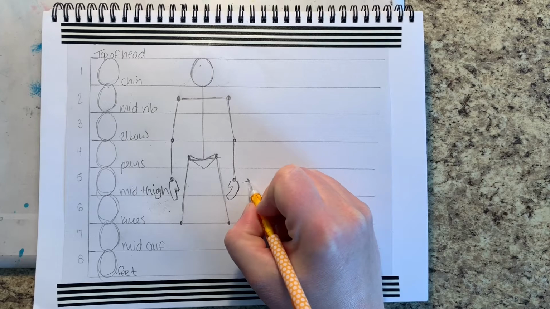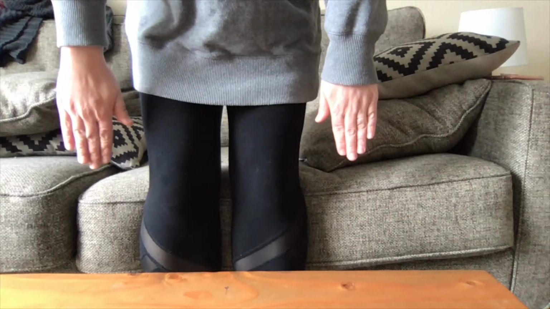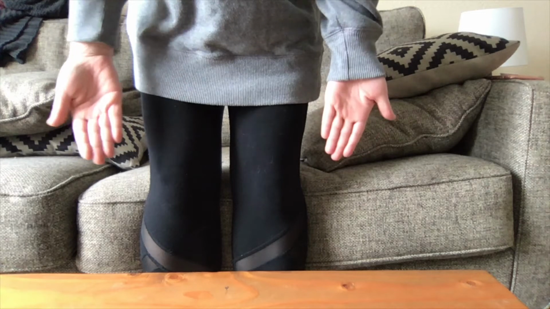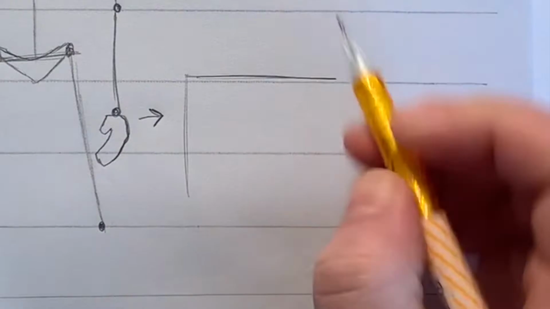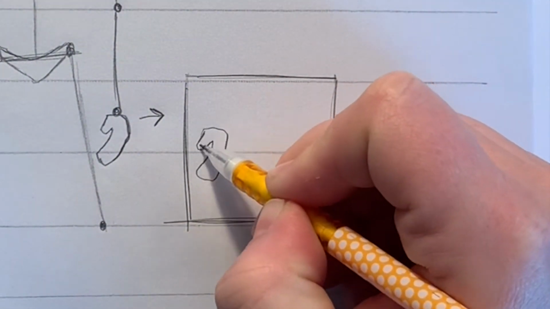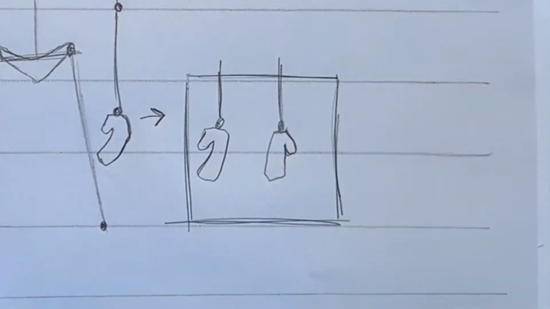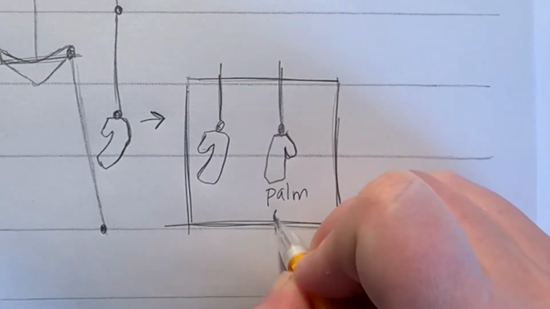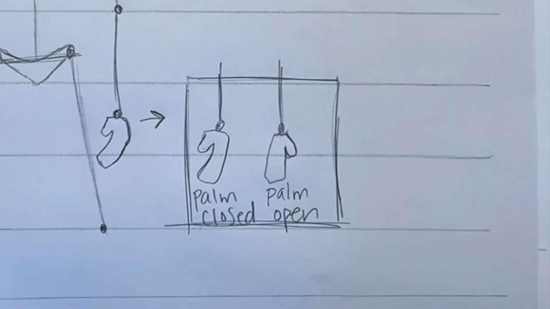And just a little side note with hands: palms facing away would have your thumb toward you, palms open, thumb away. So we'll just draw a little box over here to illustrate that point. Again, if your thumbs are toward your legs, toward your body, palms are closed. If your thumb is away from your body, your palm is open.